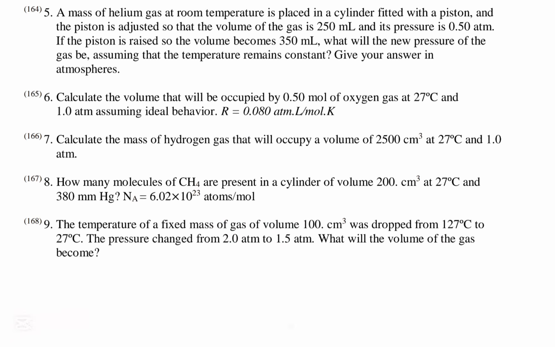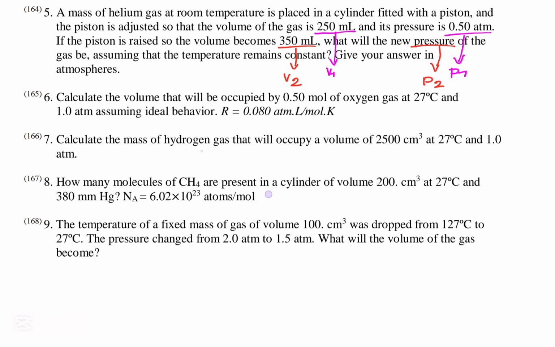What does it say in question number 5? A mass of helium at room temperature is placed in a cylinder fitted with a piston, and the piston is adjusted so that the volume of the gas is 250 milliliters. So this is volume 1, and its pressure is 0.50 atmospheres. So this is pressure 1. If the piston is raised to become 350 milliliters, volume 2, what will the new pressure be? So they want us to find pressure 2 of the gas, assuming the temperature remains constant.